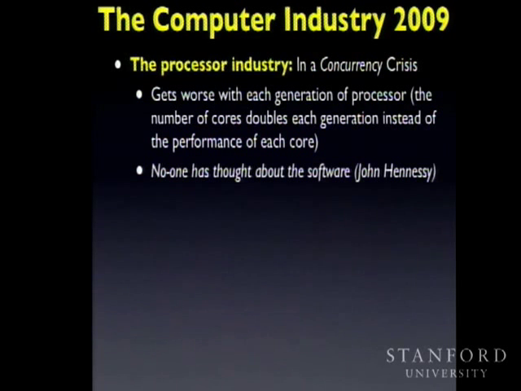John Hennessy is the person who highlighted that to me a couple of years ago at the CTO forum, where he told me that we haven't thought about the software. We've gone all these years, these decades, relying on processors getting faster and faster, and no one really did any real deep work in concurrency. That was a good education for me when he said that.